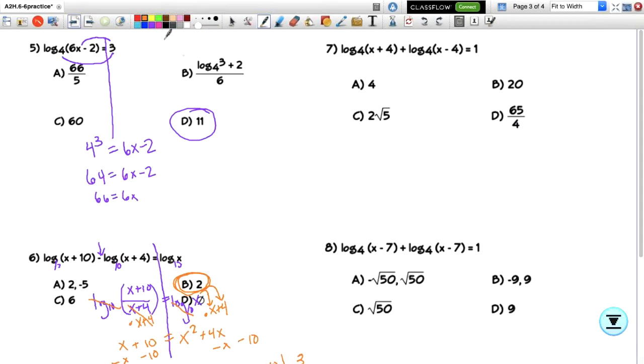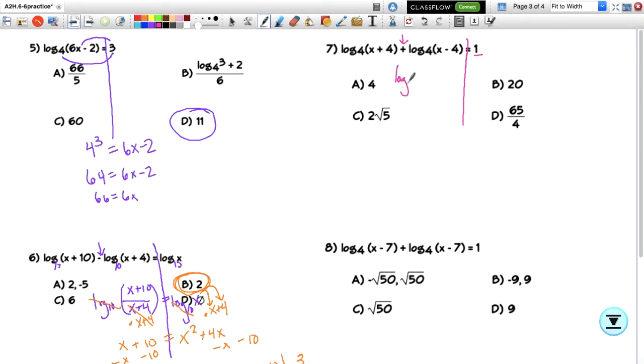Let's take a look. Draw my little line here. I notice I have 2 logs being added, and I have a constant over here. Okay, so at some point I'm anticipating the logs aren't going to cancel like they did here. I'm going to have to put it in its exponential form. So I'm going to start by simplifying over here.